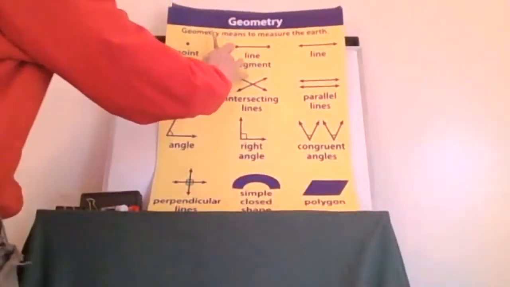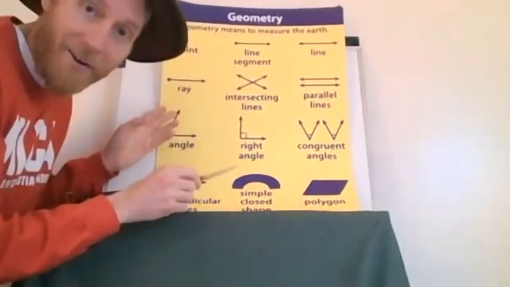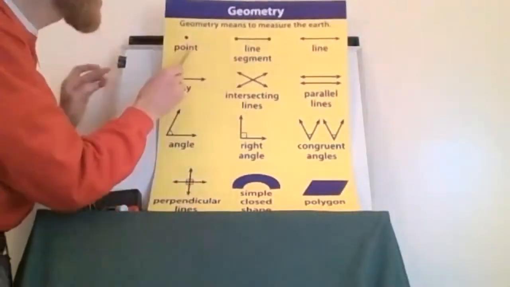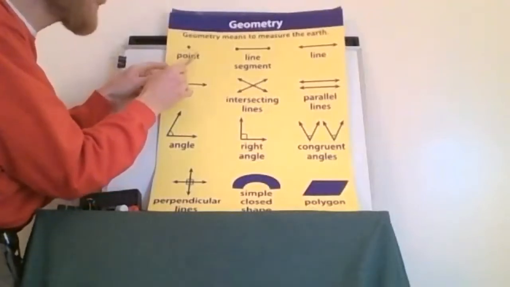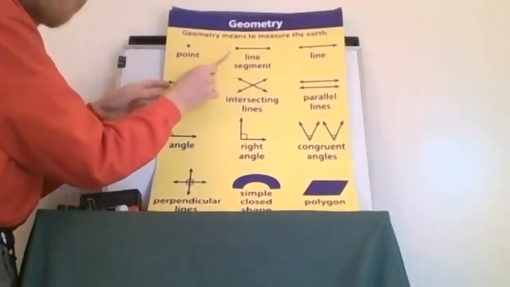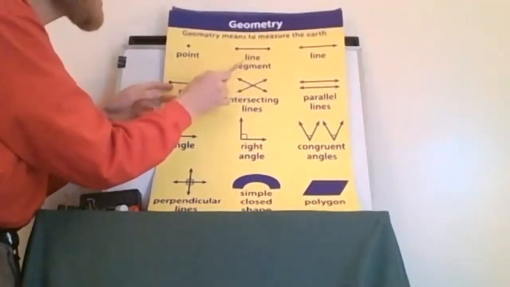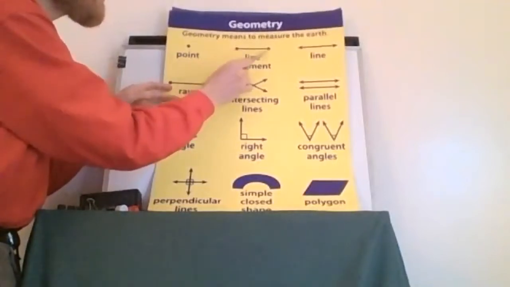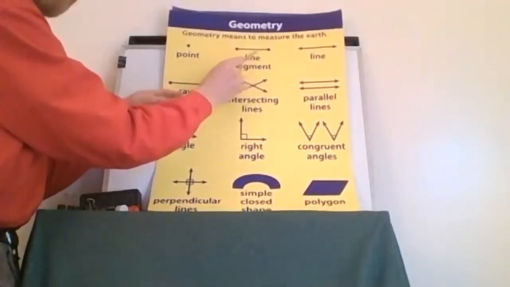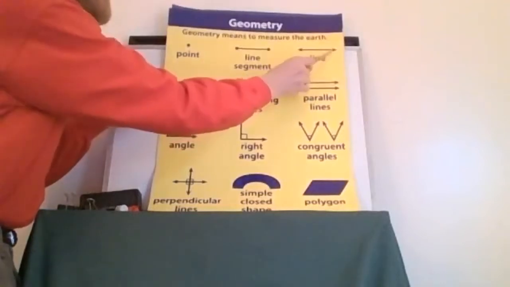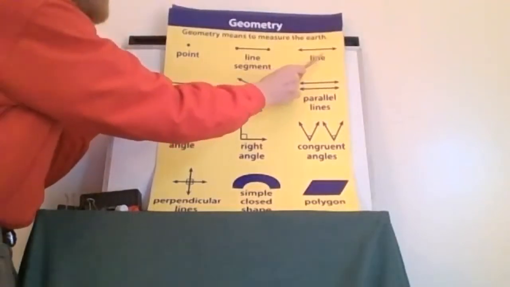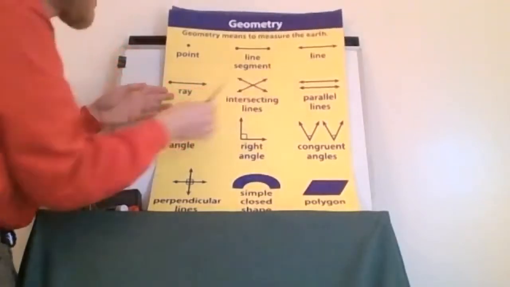Now let's review from yesterday. Ready? This is called the point. It's just like a decimal point. Line segment, where there are 2 points at the end of a line. Line, just a regular line, has arrows at the end. That's what we call a line.